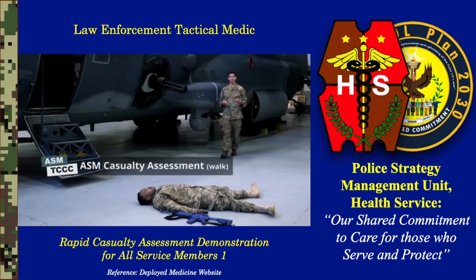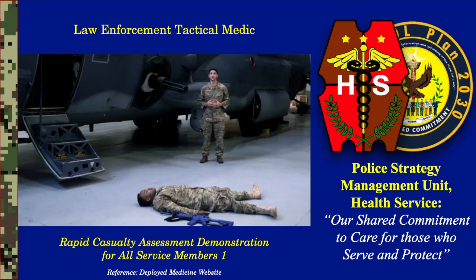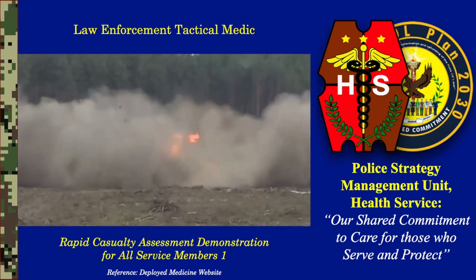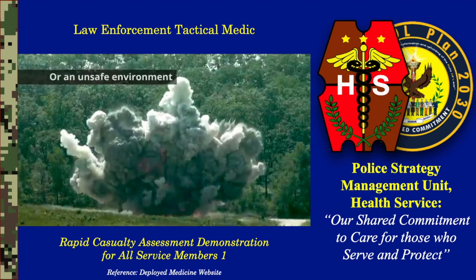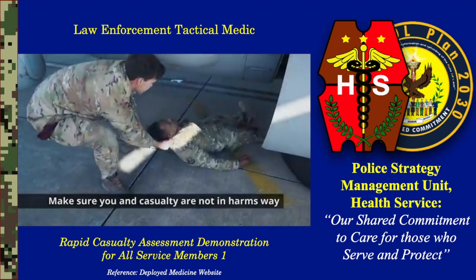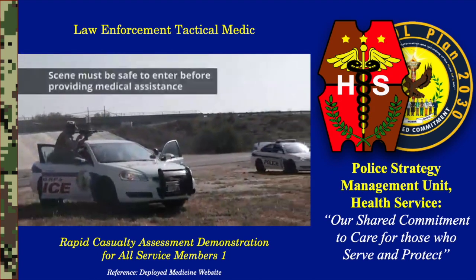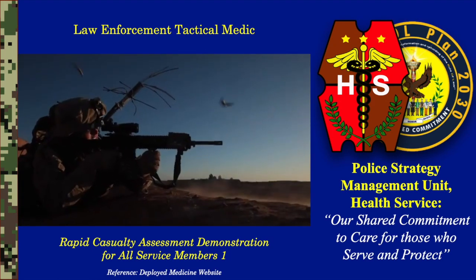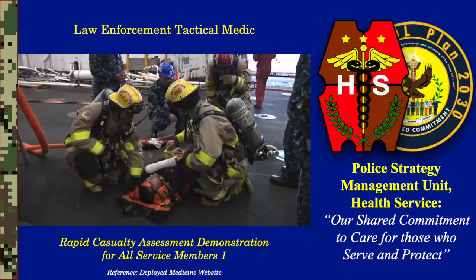When you come upon a trauma scenario, figuring out what to do first can be challenging. Many trauma scenes can be chaotic. If there's an active threat or an unsafe environment due to a shooting, explosions, fire, smoke, or other hazards, you must first make sure that you and the casualty are not in harm's way, or that the scene is safe to enter before attempting to provide medical assistance. You may need to engage enemy troops or suppress flames to get to the casualty.